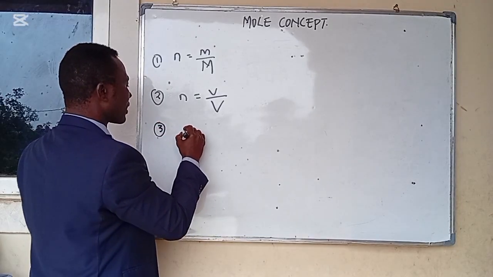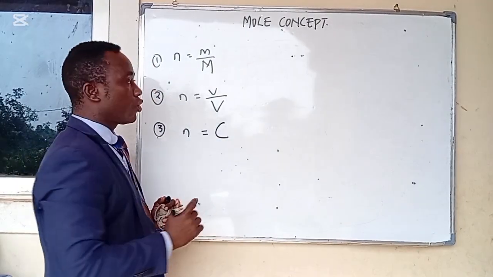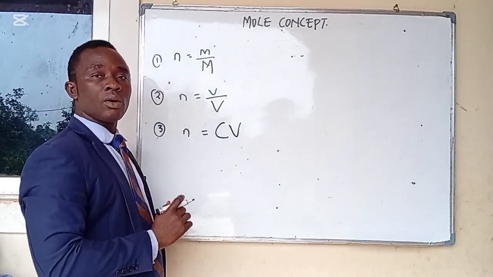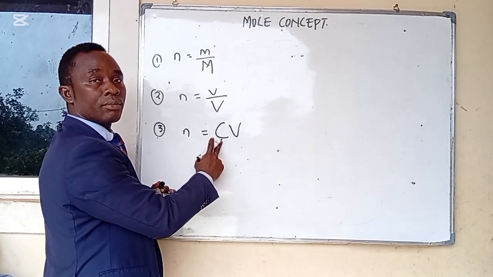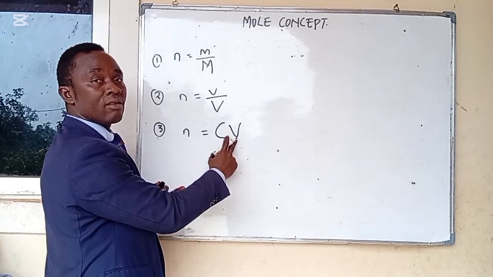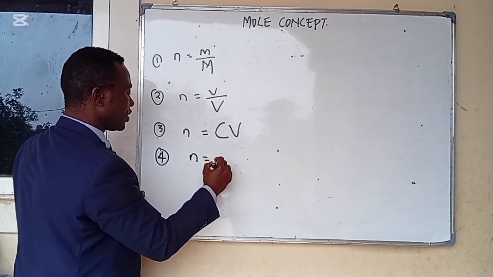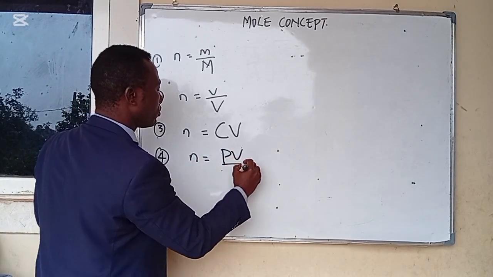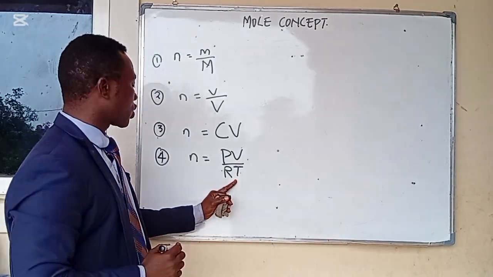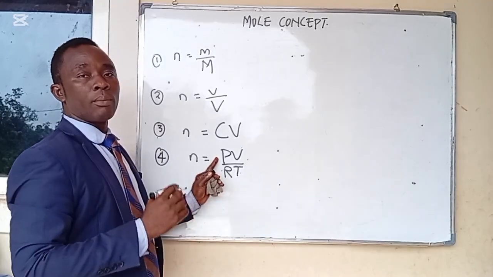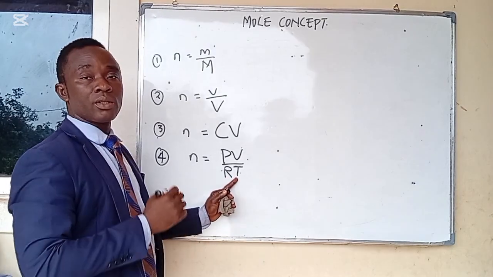Number 3, we also agree that number of moles is equal to concentration in mole per dm³ multiplied by volume in dm³. We also agree that number of moles is equal to what? Pressure multiplied by volume, all over molar gas constant multiplied by absolute temperature. Number of moles is what? Pressure multiplied by volume, then divided by molar gas constant multiplied by what?